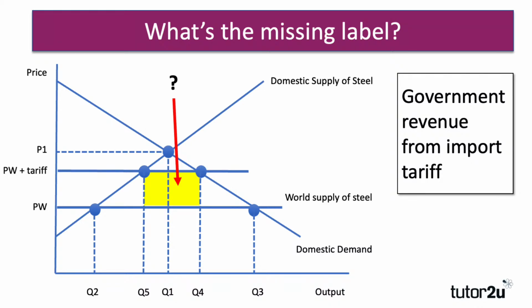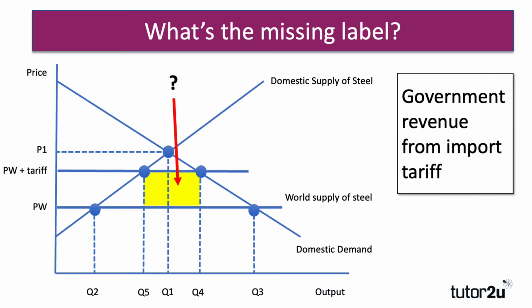Now, if you're not sure, the way to work this out is that after our tariff, we need to work out what our imports are. Well, our imports are now Q5 to Q4. That's because our total amount that we're selling, or that's being consumed by people in our country, is Q4. But we're only making Q5 of those ourselves. Therefore, the difference must be imported. So that horizontal edge at the bottom is telling us the width of the box.